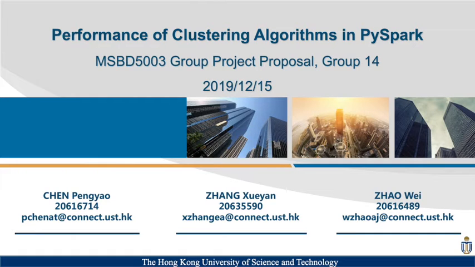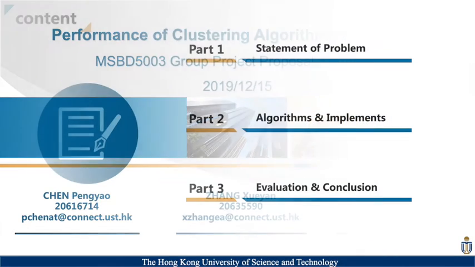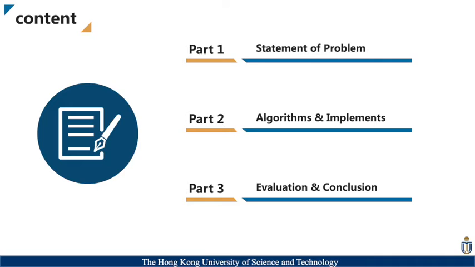Hi everyone, we're Group 14. Today we are going to present our group project for MSBD5003, and our subject is performance of clustering algorithms in PySpark. There are three parts in our presentation. The first part is statement of problems. The second part is algorithms and implementations. And the last part is evaluation and conclusion. So let me introduce the first part for you.